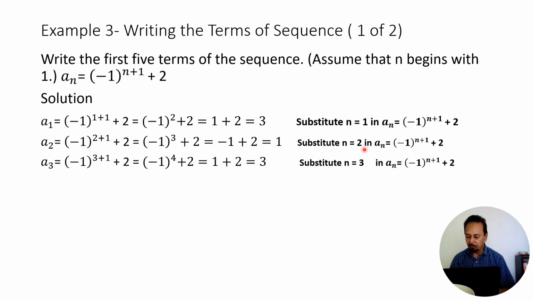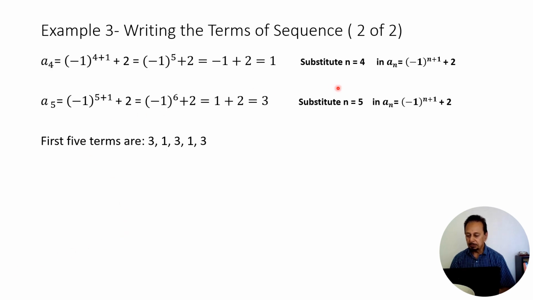To find the second term, we put n equals 2 in the formula. So it becomes a sub 2 equal to negative 1 to the 2 plus 1, plus 2. That becomes negative 1 to the 3, and negative 1 to the third power is negative 1. So negative 1 plus 2 is 1. Now to find the third term, we put n equals 3 in the formula. So it becomes a sub 3 equals negative 1 to the 3 plus 1, plus 2, which becomes negative 1 to the power 4. This becomes positive 1. So 1 plus 2 is 3. So the third term is 3.